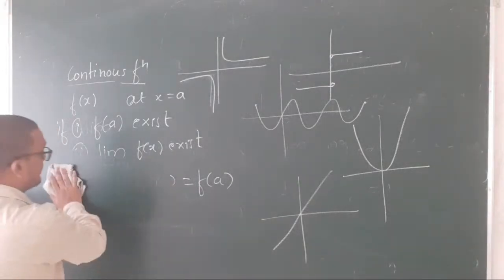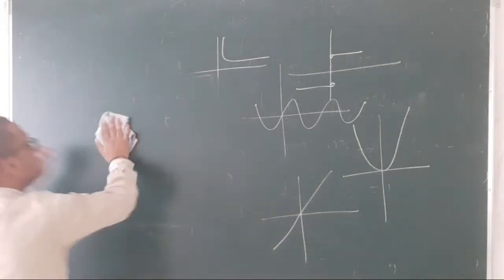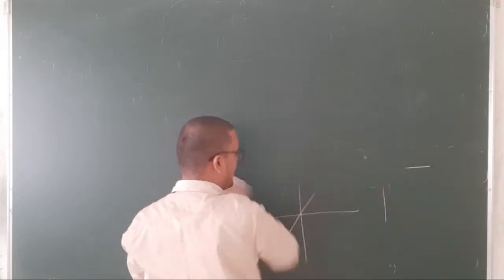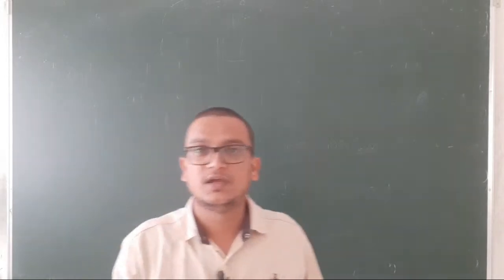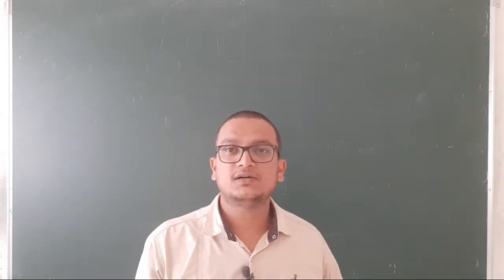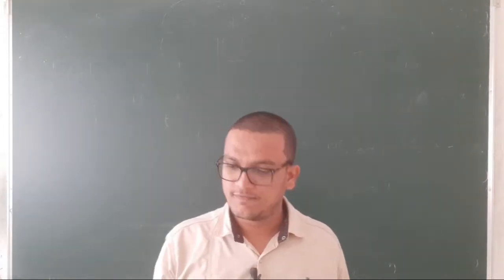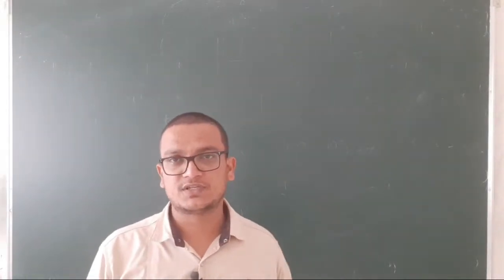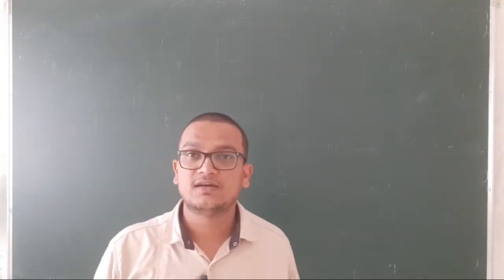Mathematically, you have to use this definition. Graphically, checking the function is very easy. If you are able to draw the curve without lifting the hand, then that function is called continuous. If you break the curve, meaning you have lifted the hand, then it is a discontinuous function. Then in this you will also find left continuous function and right continuous function, which is the same as LHL and RHL.